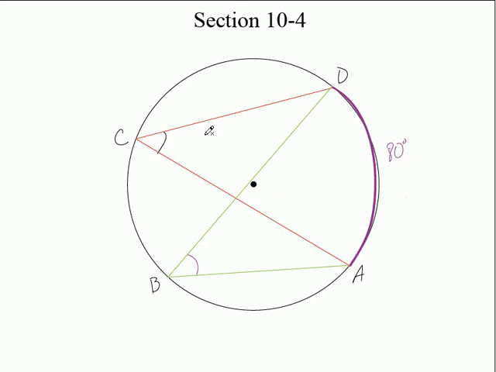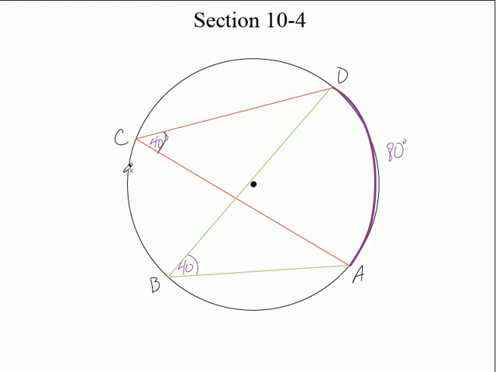If this is 80 degrees, tell me what angle C is going to be. It's got to be 40. Why? Because the angle is half the intercepted arc, right? Okay, this is 80 degrees. What do you think angle B is going to be? It's going to be 40 degrees as well. Why? Because it's the same arc, right? So you're taking half of the same exact number.